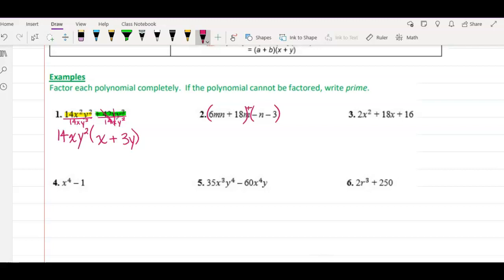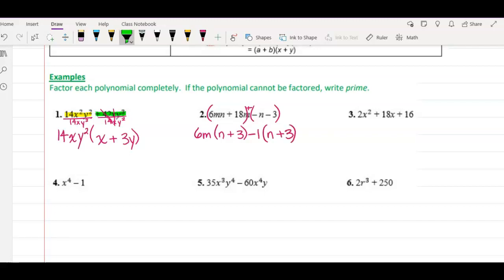So I look at my first parentheses. I can factor out a 6 and an m, and I'm left behind with n plus 3, because 6m times n is 6mn, 6m times 3 is 18m. In the next group, the only thing they have in common is a -1, which I'll factor out, and I'm left with n plus 3.